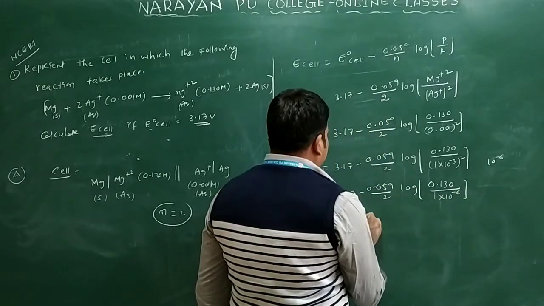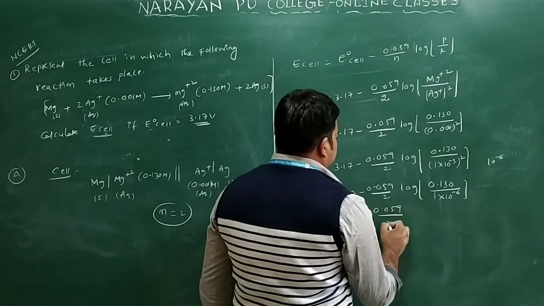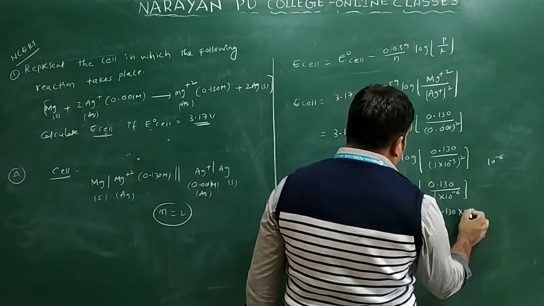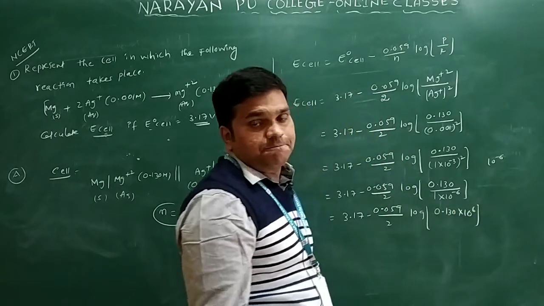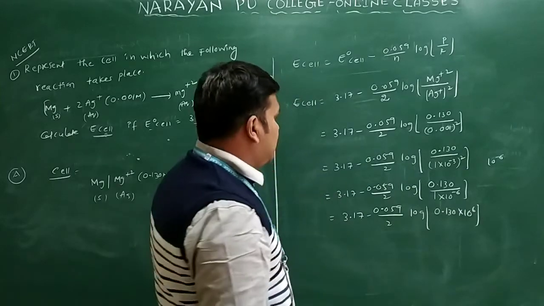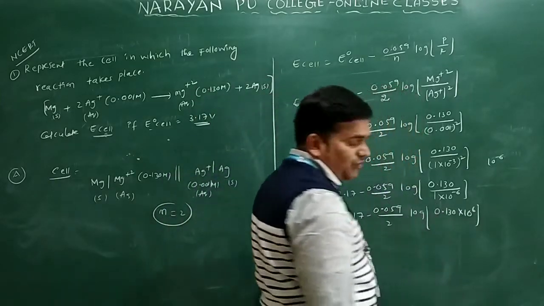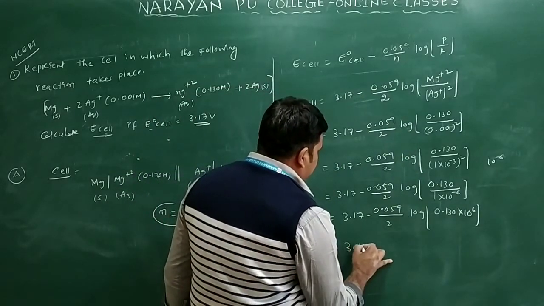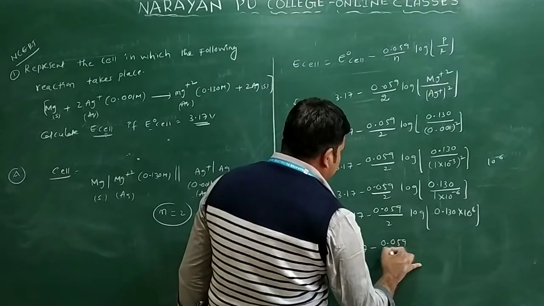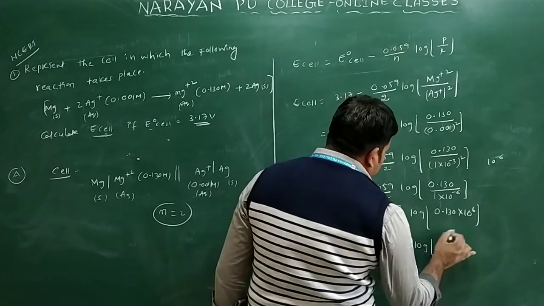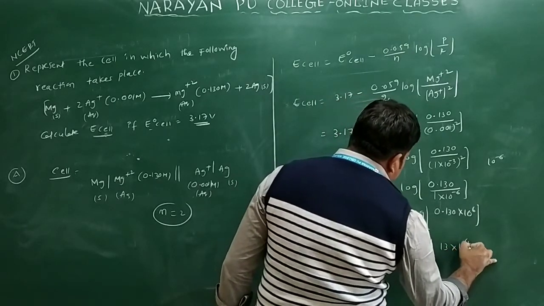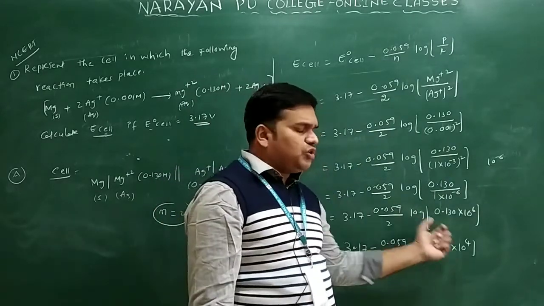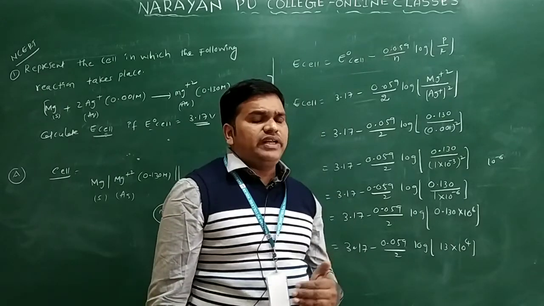So you will write 3.17 minus 0.059 by 2 into log 0.130 into 10 power 6 only. I wrote 10 power 6. Clear? Now we have to see some of the log values by using the logarithm books only. I will write one more step here: 3.17 minus 0.059 by 2 into log 13 into 10 power 4 only. Because I want to get the log 13 value, it is easy. When compared to 0.13, you get negative values only, that is, you write a bar like that only.